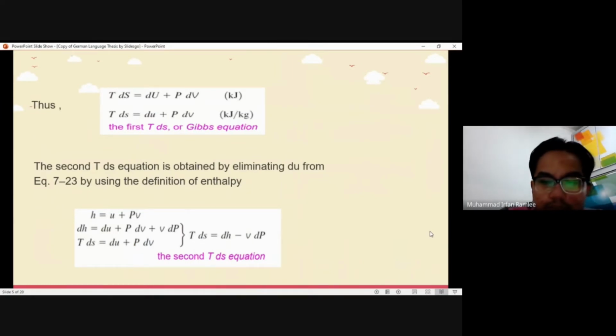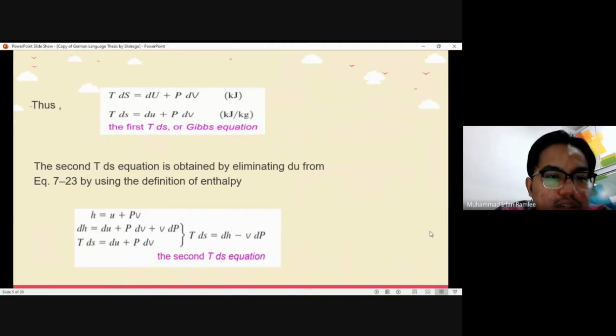From the equation just now, we substitute into the first equation, so we can get the first TDS or Gibbs equation. This is the first Gibbs equation: T dS equals dU plus P dV. This is the same.